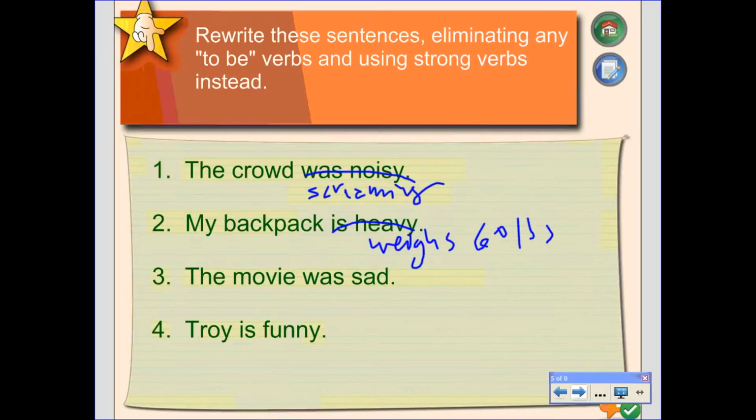The movie was sad. Again, how sad was it? Was everyone in the movie theater weeping hysterically? And then number 4, Troy is funny. How is he funny? Is he doing practical jokes? Is he doing physical comedy? What is it about Troy that specifically is funny?